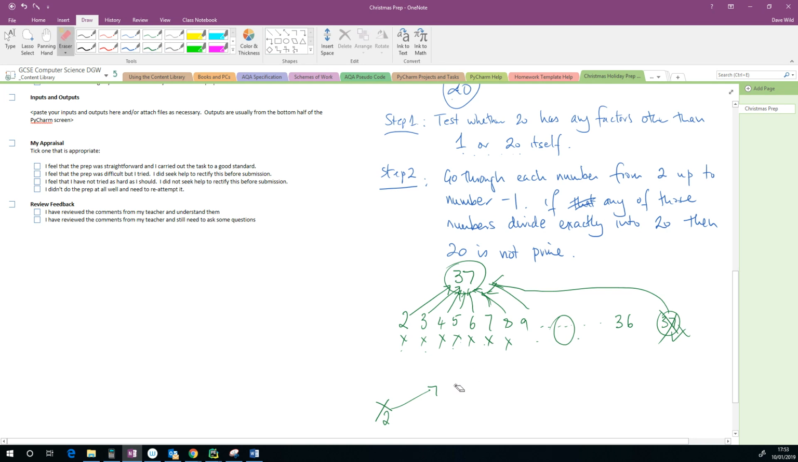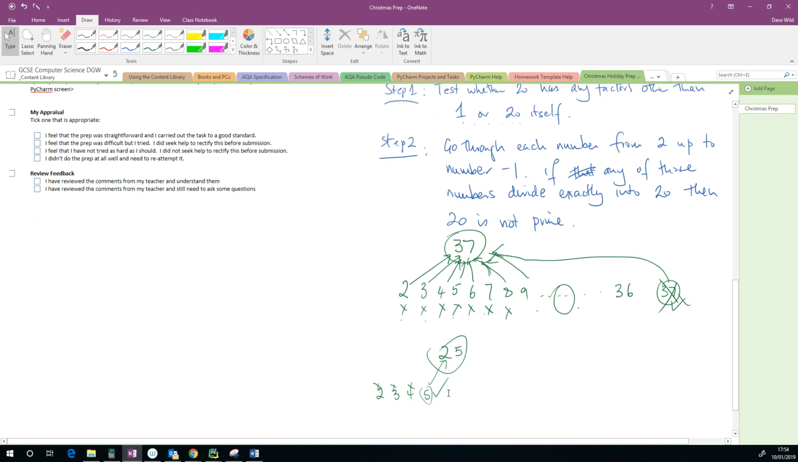Let's try a different number. Let's say I've got 25. So I start at 2. Does 2 go into 25 exactly? No. Does 3 go into 25 exactly? No. Does 4 go into 25 exactly? No. Does 5 go into 25 exactly? Yes, it does, and therefore 25 isn't prime. It's not prime because we've got this number that divides exactly.